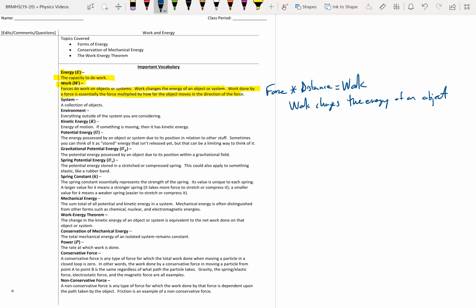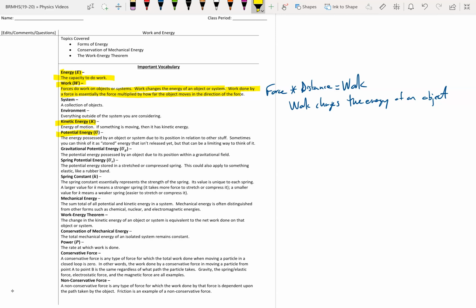So a good example from the last lab, the first lab we did: you release the Hot Wheels car. Gravity does work on it to make it speed up. Gravity does work, so it changes the energy of that Hot Wheels car. It makes it speed up, so it's increasing its moving energy, or its kinetic energy. Skip the next two for a second. Kinetic energy, energy of motion.